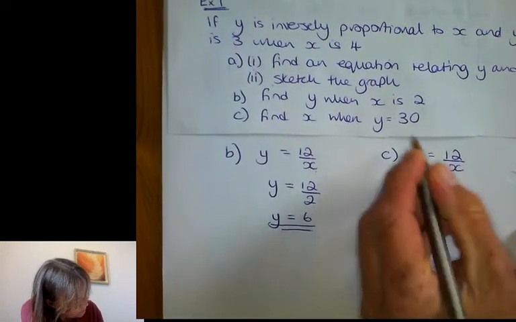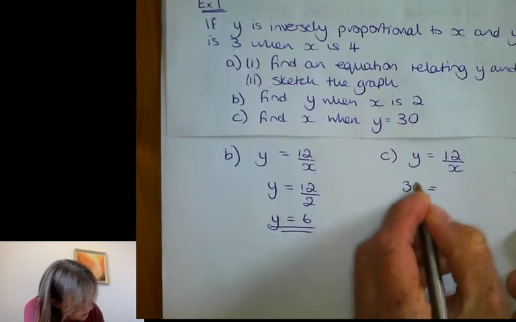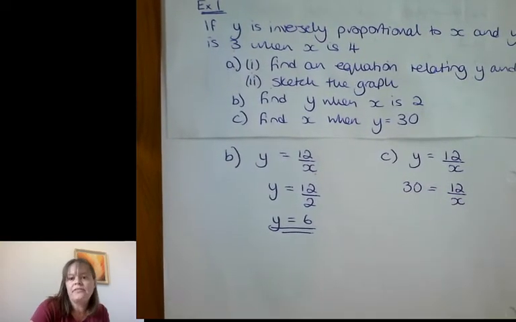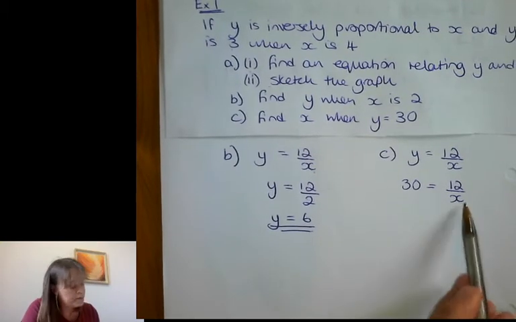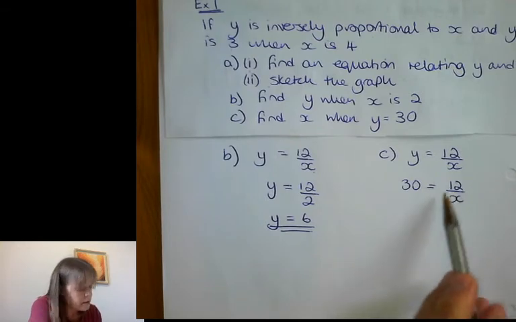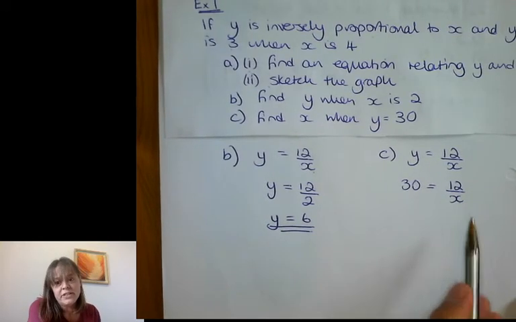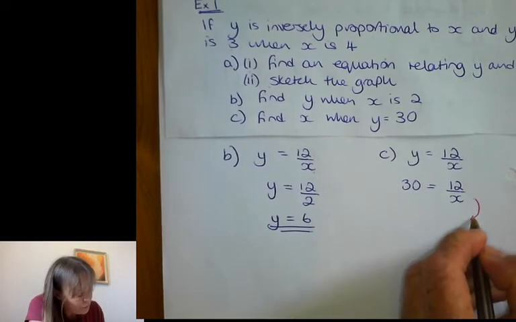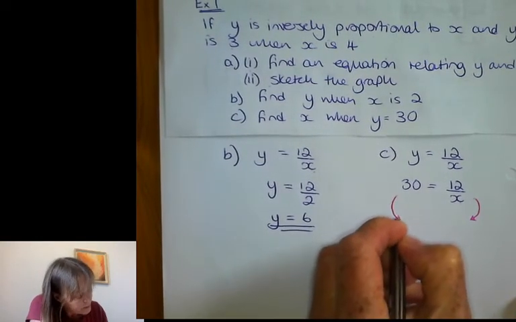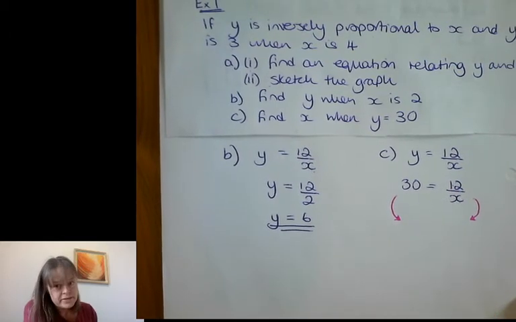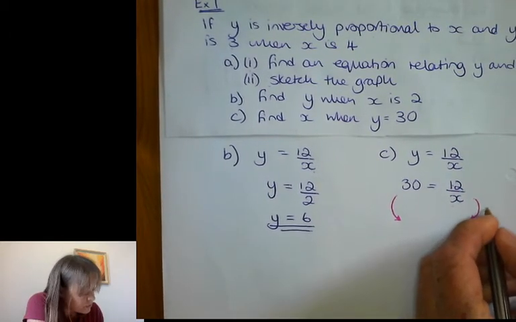This time they've told me y, so I'm going to put the 30 in instead of the y. Now, this is actually a slightly harder equation than we've looked at when we did direct proportion, because the x is on the bottom of the fraction. And whenever the unknown is on the bottom of the fraction, that makes life pretty tricky. So the first thing we always do when the unknown's on the bottom is we get it off the bottom and it turns up on the other side. So this says 12 divided by x.